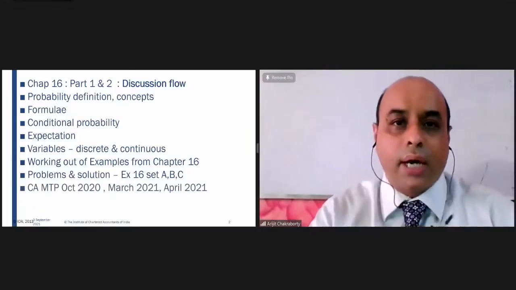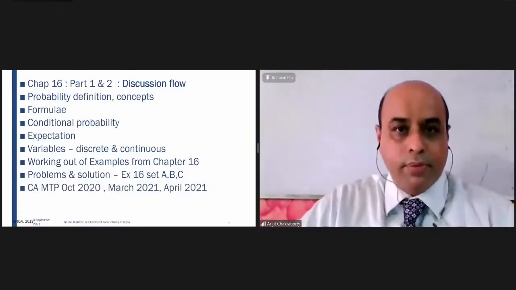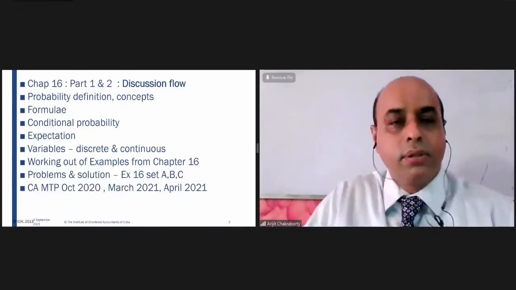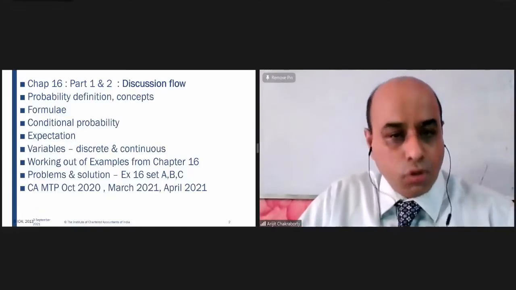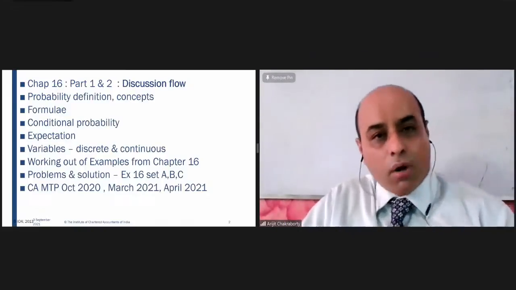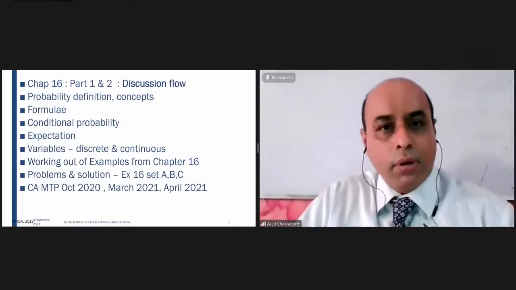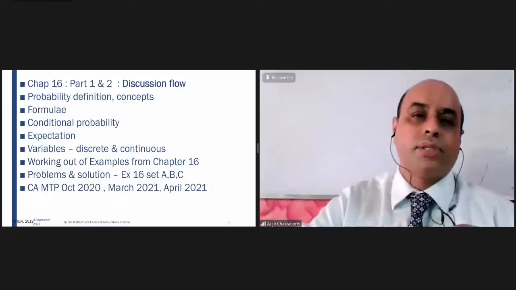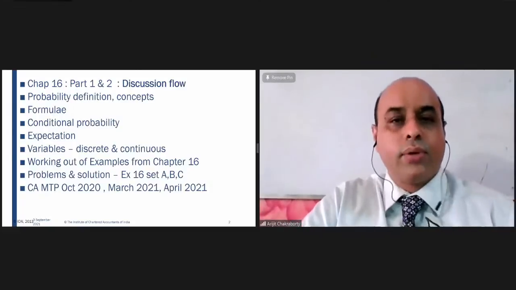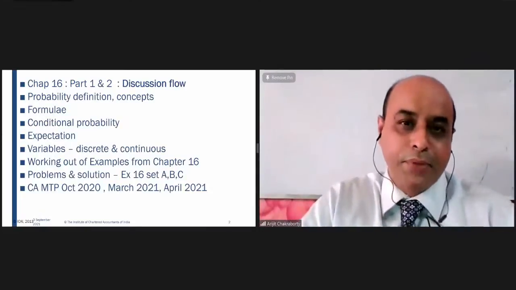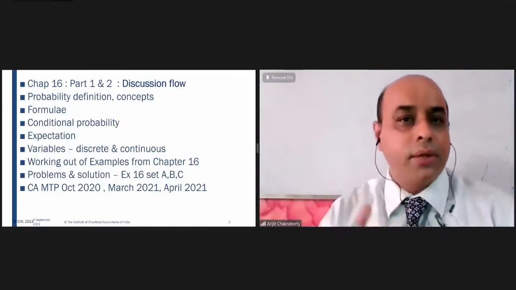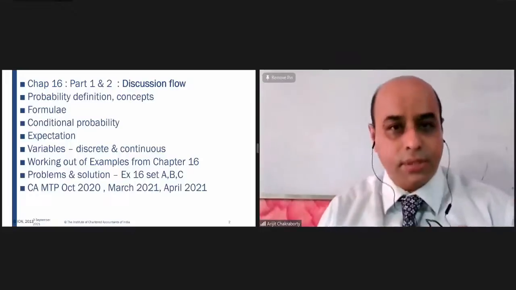At the end, we will cover questions from the mock test paper. Today, we shall take up the important questions on probability chapter from mock test paper October 2020. And in tomorrow's session, we shall cover the important questions on probability chapter which have come in the March 2021 MTP and also in April 2021 MTP. So I hope you have understood the direction and the flow in which we shall be covering this chapter.